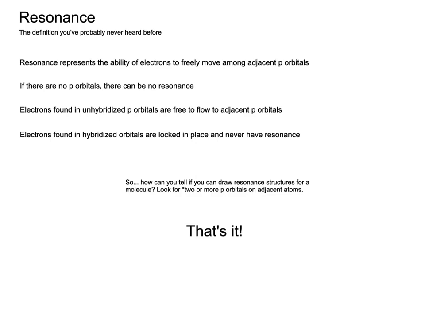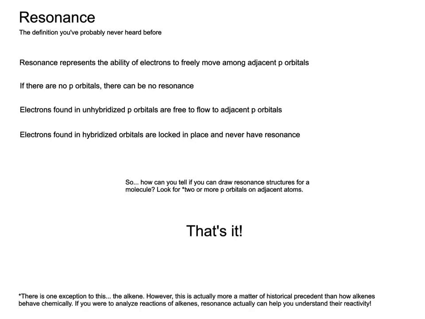Okay, I guess I should probably go over the one exception to this rule, and that is the alkene. However, this is actually more a matter of historical precedent than how alkenes behave chemically. If you were to analyze reactions of alkenes, resonance actually can help you understand their reactivity. However, if you get a test question asking whether alkenes have resonance, you should definitely put no, because your professor is definitely going to take off if you say it does.